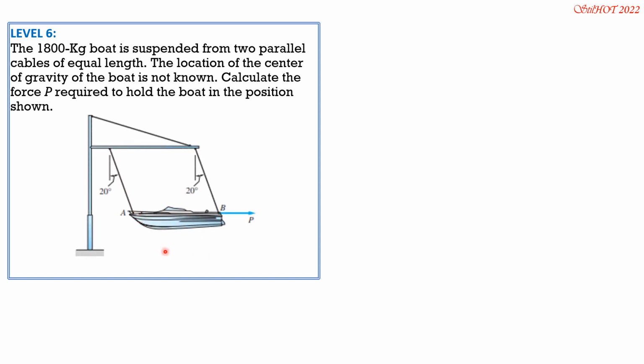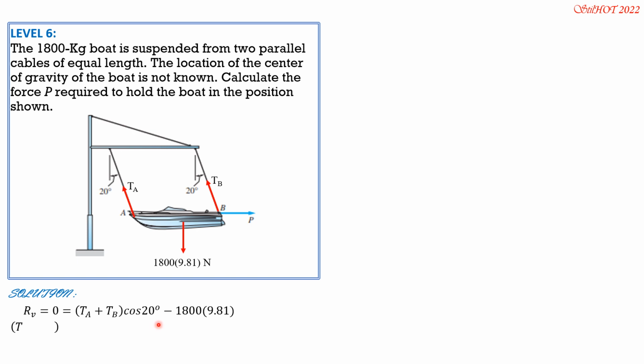Let's denote the tension at A as T sub A, and the tension at B as T sub B. Let us say this is the weight, 1,800 times 9.81. The angle it makes with the vertical is 20 degrees. So first, summation of Ry, because this is in equilibrium, R vertical equals 0, and it is equal to T sub A plus T sub B cosine of 20 degrees minus 1,800 times 9.81. Then we can compute T sub A plus T sub B, 1,800 times 9.81 over cosine 20.